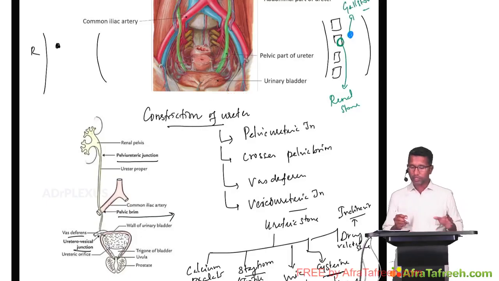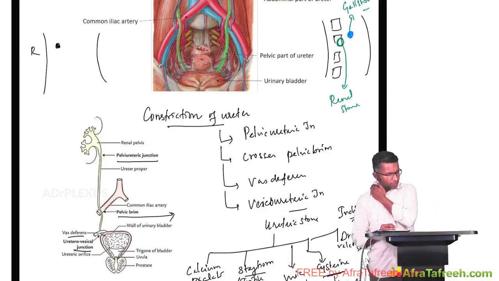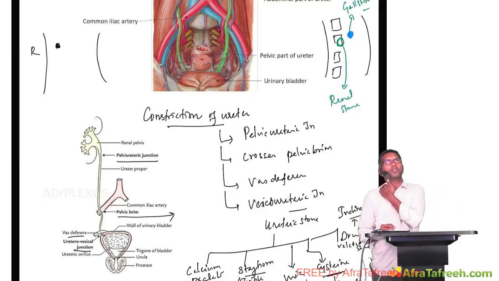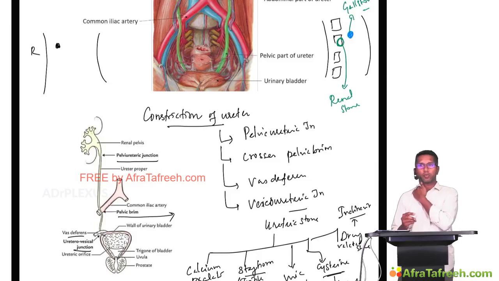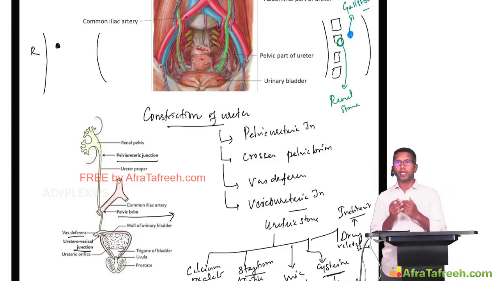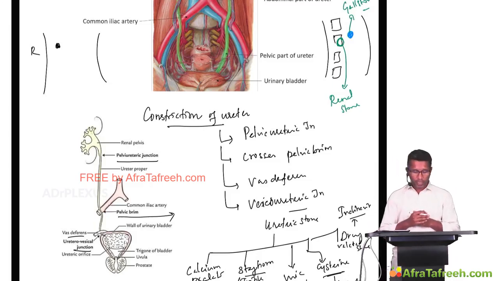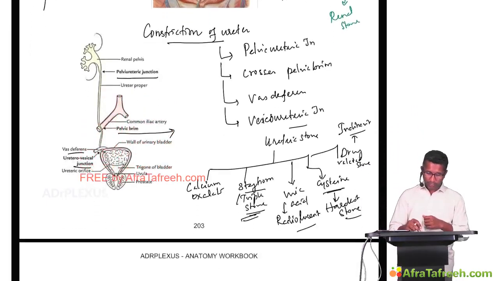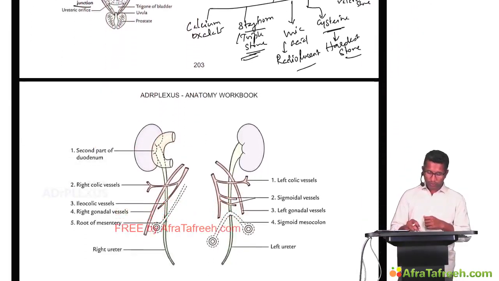So if you want to differentiate a renal stone from a gallstone, what view do you need to take? You need to take a lateral view. Okay, so this is about the constrictions of the ureter and the ureteric stones.